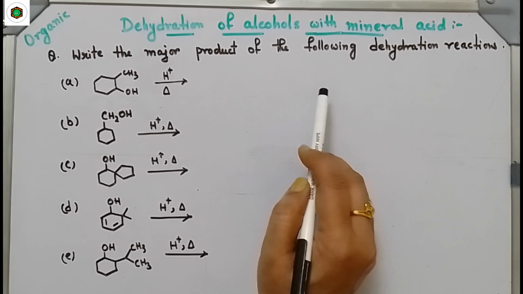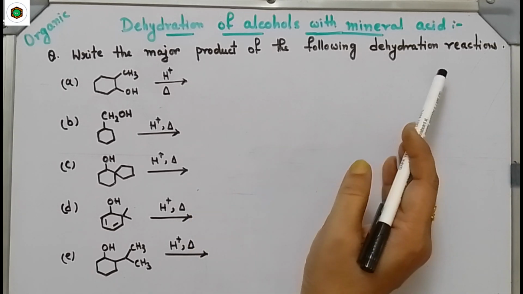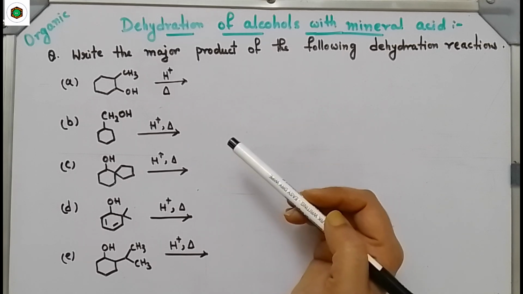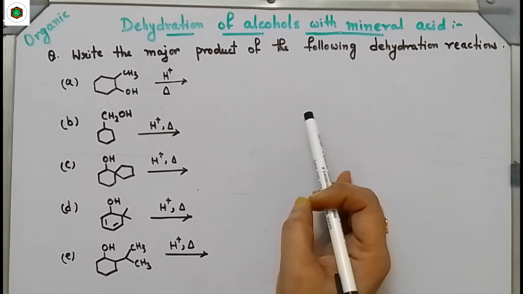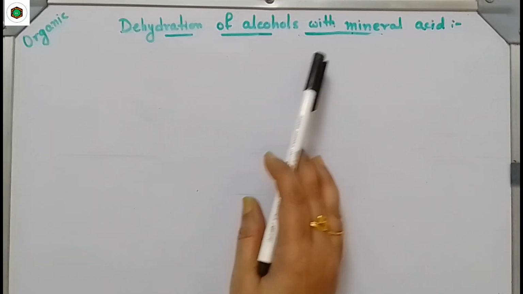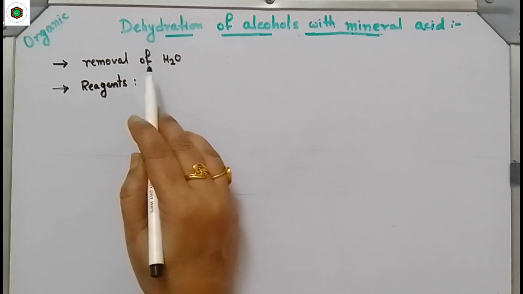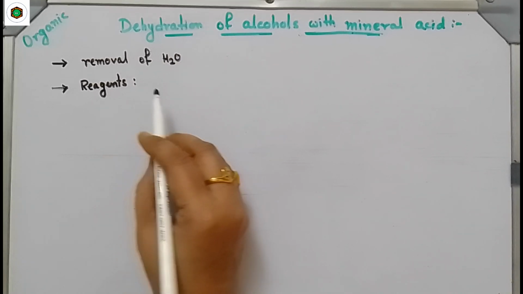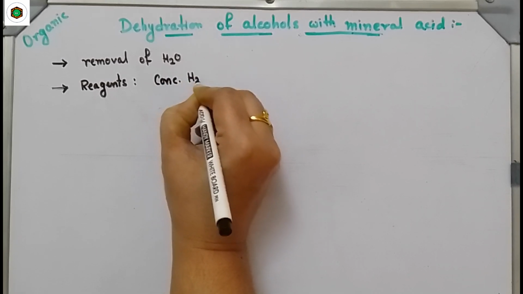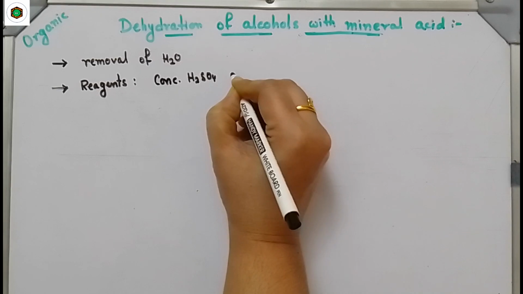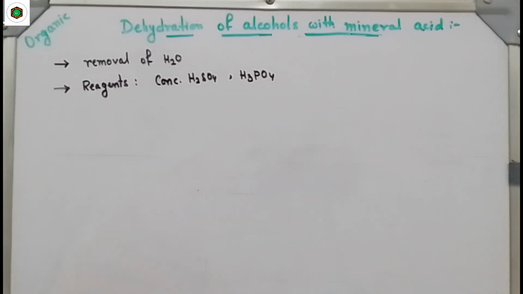In this lecture, I will explain the following reactions. All are dehydration reactions. Before starting, I will explain some important points on dehydration of alcohols with mineral acids. Now see, dehydration means removal of water. Reagents used are concentrated sulfuric acid or phosphoric acid. These are mineral acids.